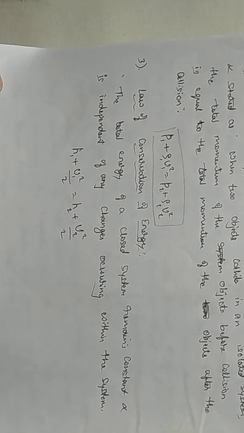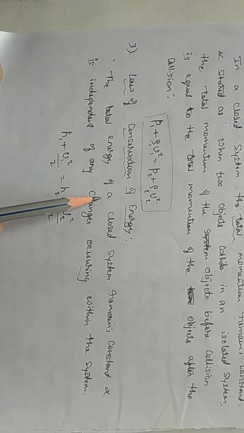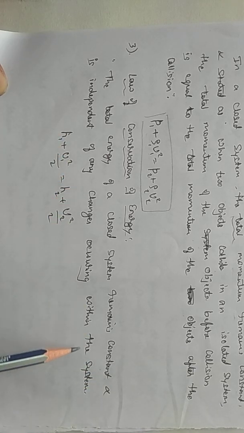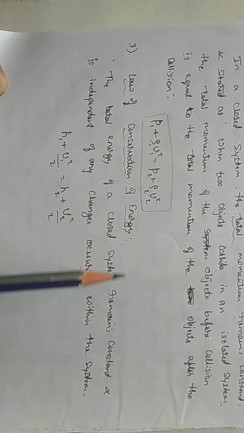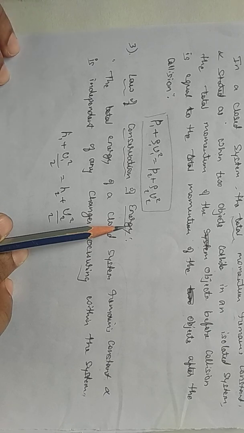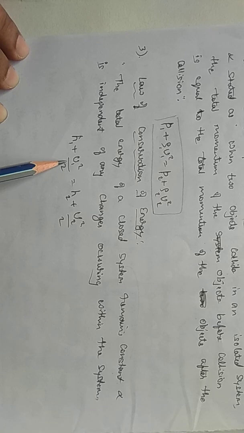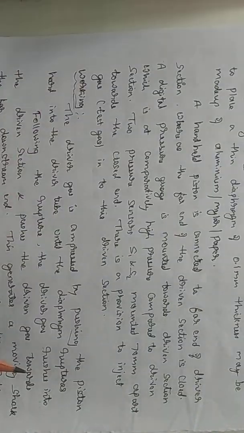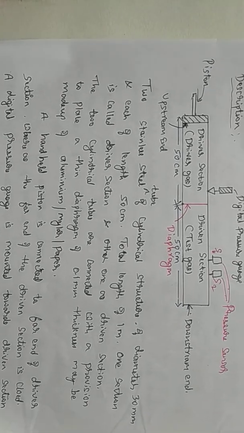Then the last is the law of conservation of energy. What does it state? The total energy of a closed system remains constant and is independent of any changes occurring within the system. That is known as the law of conservation of energy. It can be stated mathematically as h1 plus u1 square by 2 is equal to h2 plus u2 square by 2. So with these laws of conservation, now we will move to the ready shock tube.